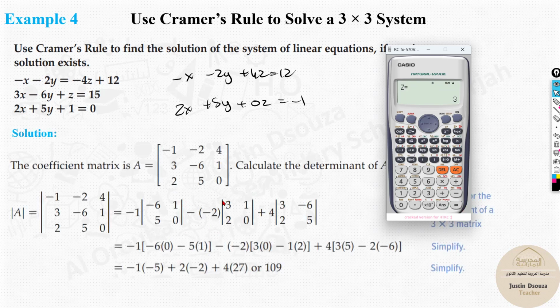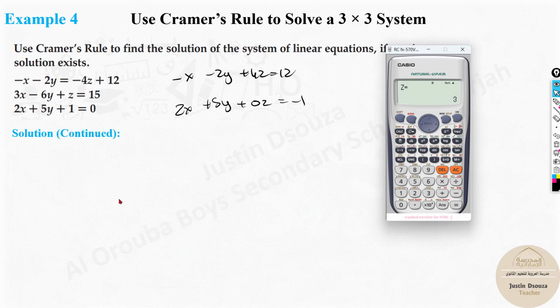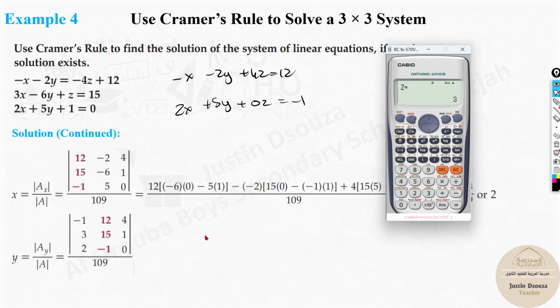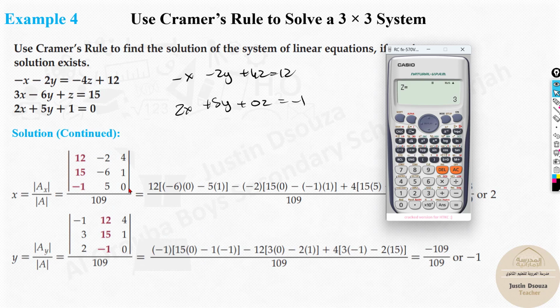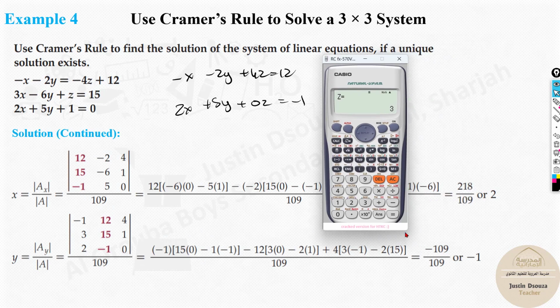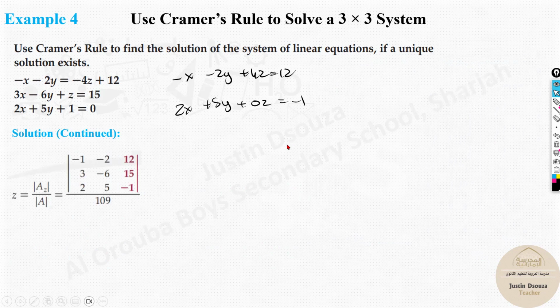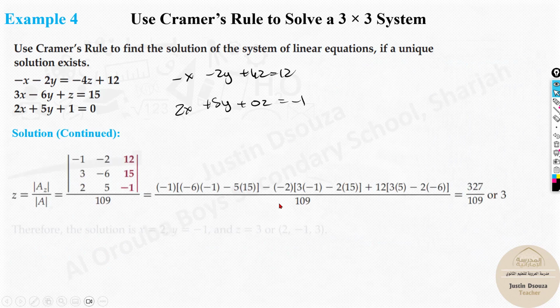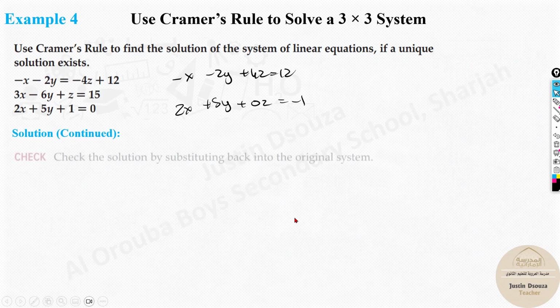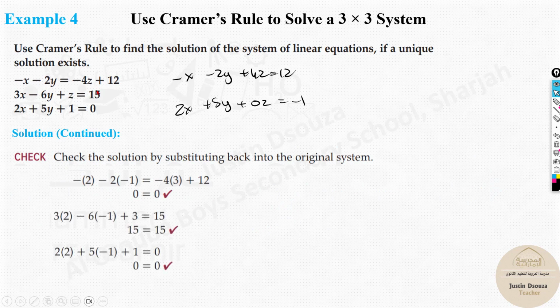So you can use the matrix, solve it by determinants, or by calculator. You can find the determinant by calculator easily. So the answers over here, you can see: we got x as 2, y as negative 1, and lastly z as 3. The z value must be 3. And you can check it by substituting back in the original equations. Both the sides must match.